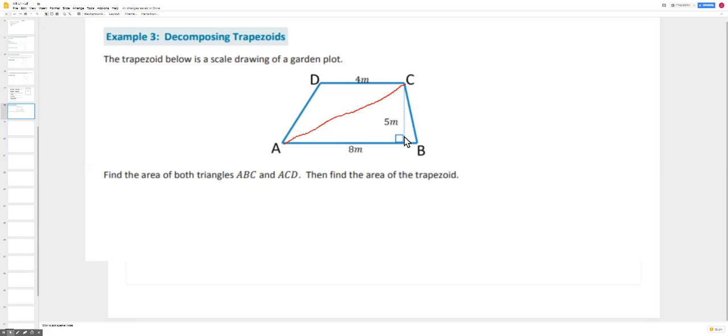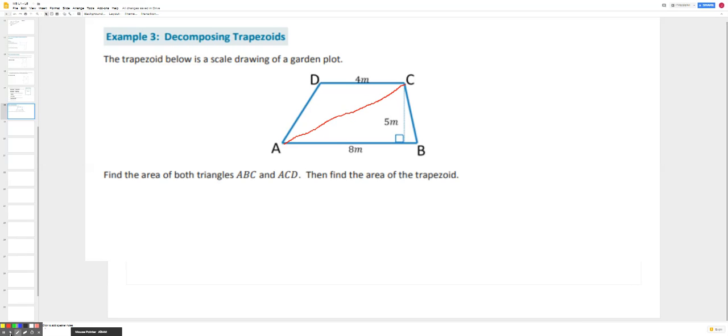Remember, the height of this trapezoid is the height for both triangles because it goes from the top of the trapezoid to the bottom of the trapezoid. So this 5 right here is the height of this triangle, and it's also the height of this bottom triangle. So we should be able to find the area of both of these triangles. It says find the area of the trapezoid. Well, to find the area of the trapezoid, find the area of triangle 1 and triangle 2.